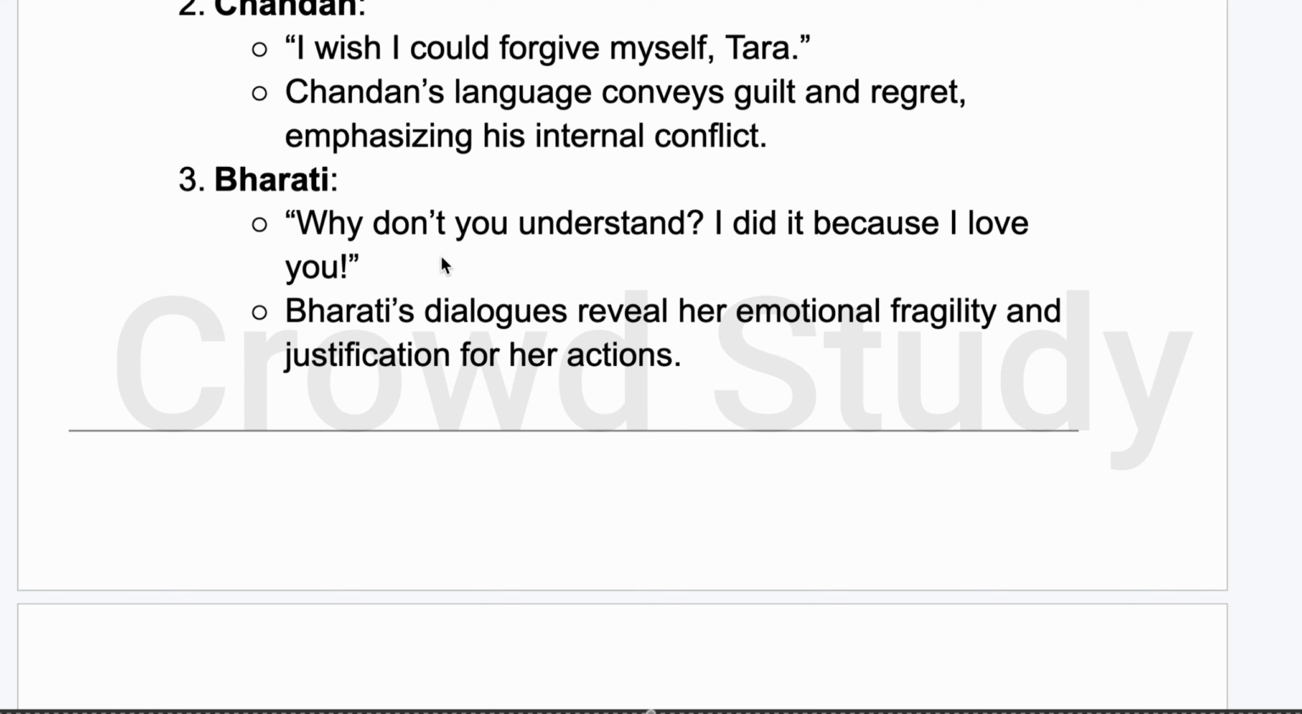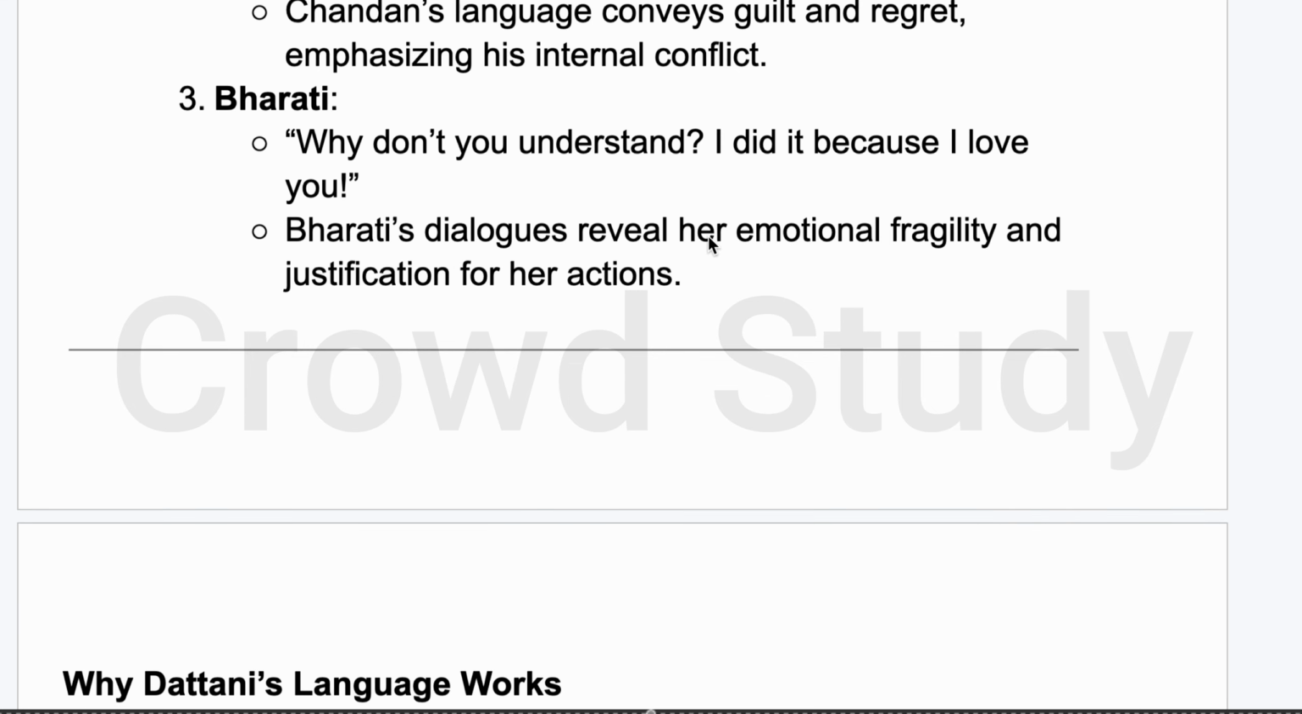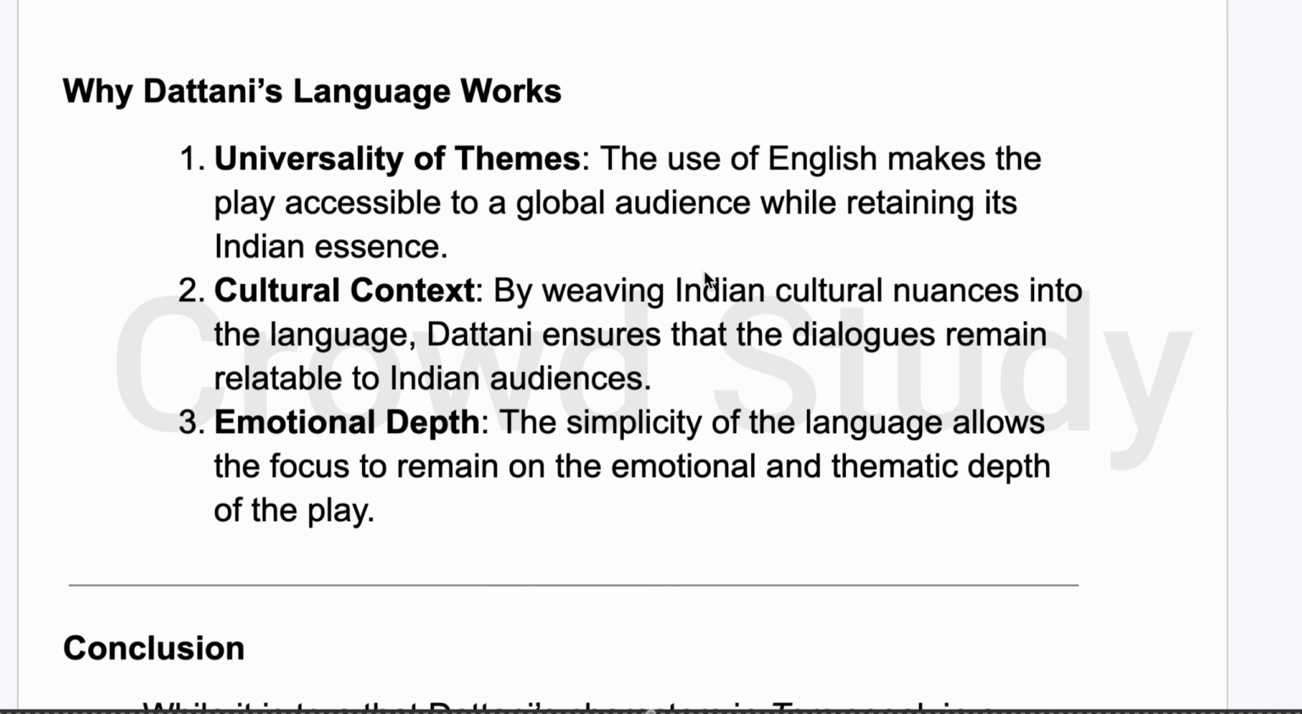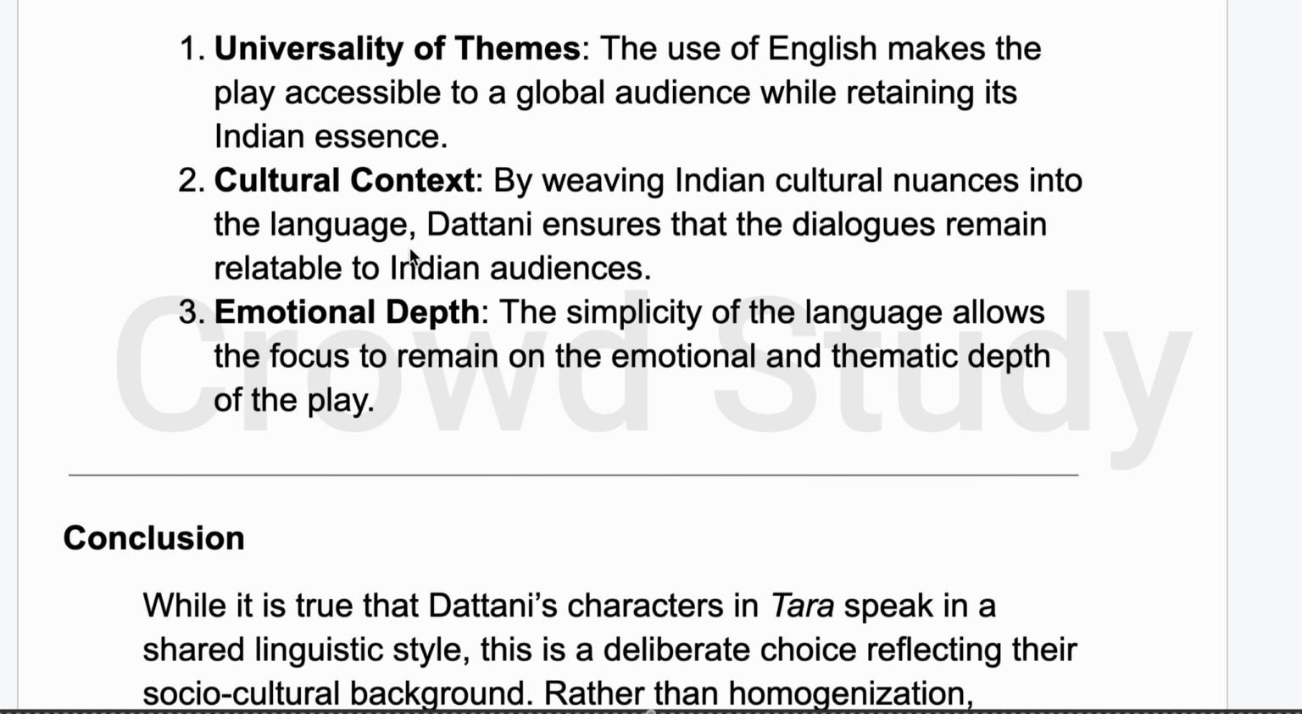Number 3, Bharati: "Why don't you understand? I did it because I love you." Bharati's dialogue reveals her emotional fragility and justifications for her actions. Why Tani's language works. Number 1, universality of themes: the use of English makes the play accessible to a global audience while retaining its Indian essence. Number 2, cultural context: by weaving Indian cultural nuances into the language, Tani ensures that the dialogues remain relatable to Indian audiences.